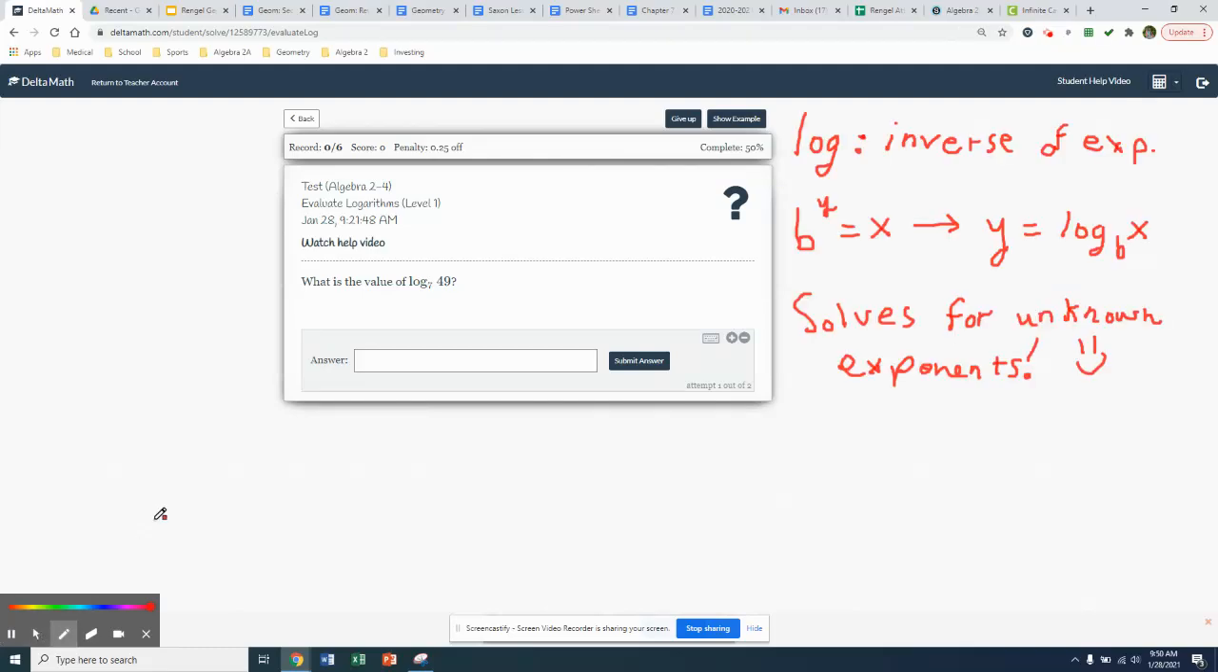So hopefully you were just watching examples 1, 2, and 3. Really, at Delta Math, we're only practicing examples 1 and 2, kind of working on how we can solve logarithms. Logarithms is going to be a new topic that is something that you guys have not seen before.